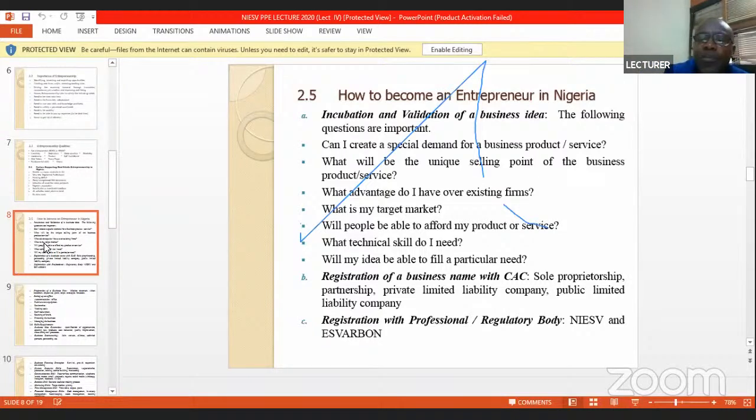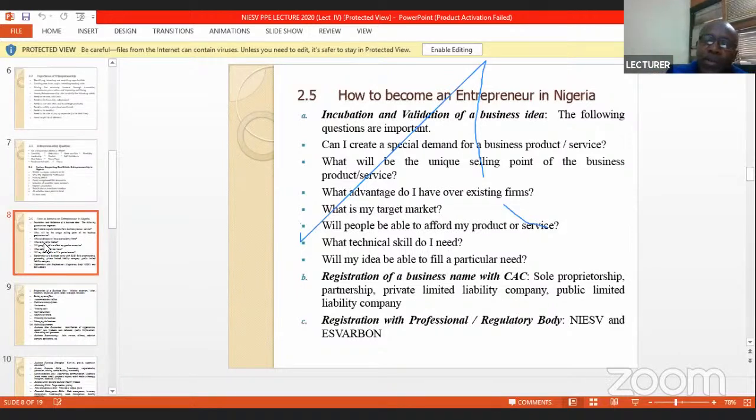Can I create a special demand for a business product or service? What will be the unique selling point of the business product or service? Where exactly can you sell them? In other words, you can ask yourself, what is your target market? Who are you targeting? Who are the people you have in mind to market your products to?